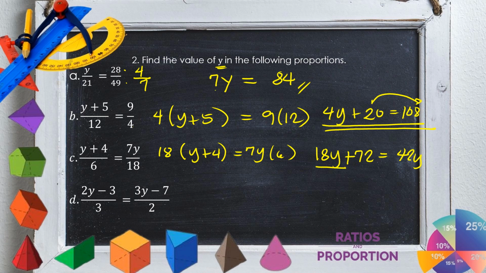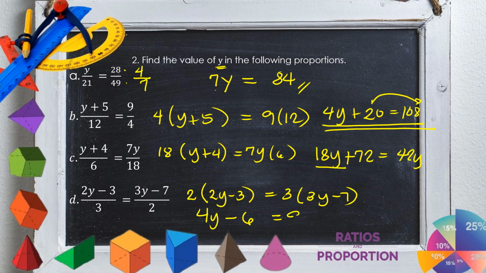So we proceed with letter D. 2 times your 2y minus 3 is equal to 3 times your 3y minus 7. So we multiply 2 times 2y, that is 4y, minus 2 times 3 is 6. 3 times 3y is 9y. 3 times negative 7 is negative 21. So simply transpose, and then divide both sides.